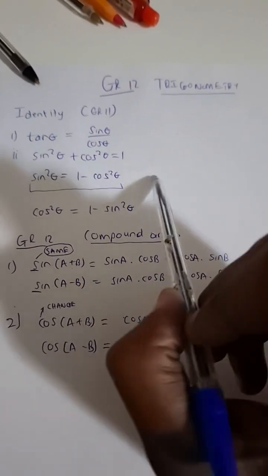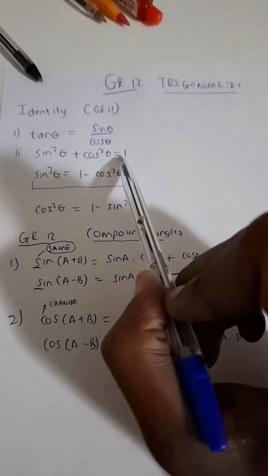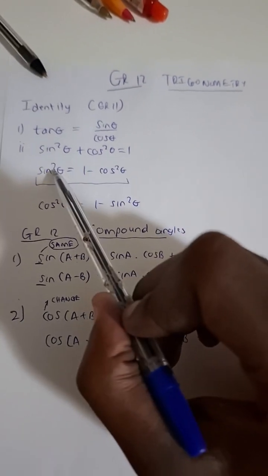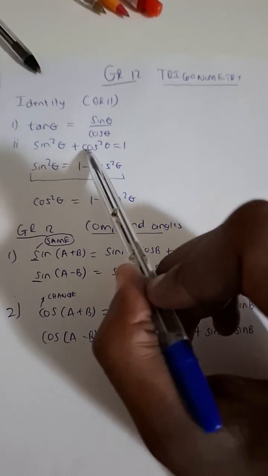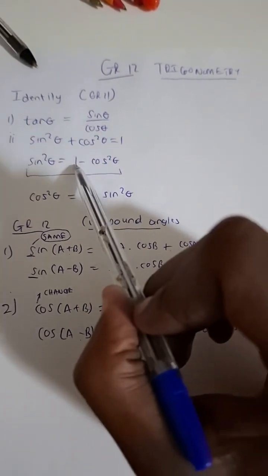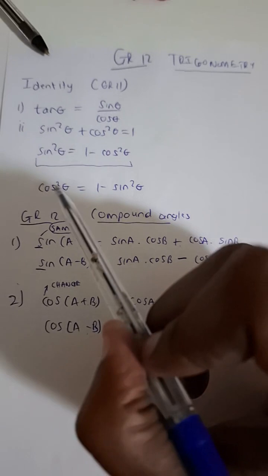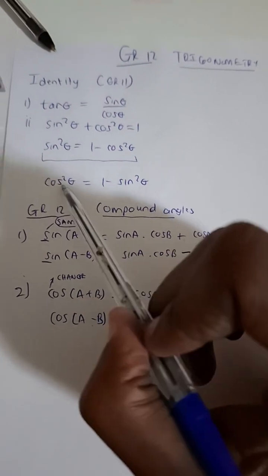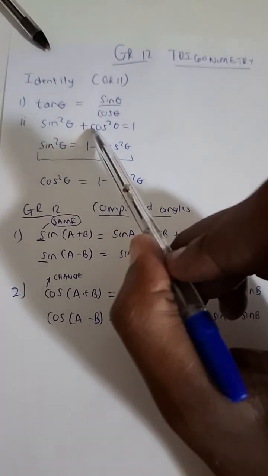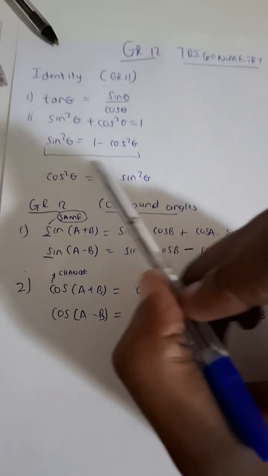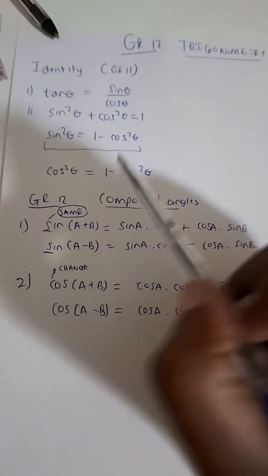Then you need to know how to express this same identity, making sine squared theta the subject. You basically transpose the cos squared theta, and it becomes 1 minus cos squared theta on the other side. Same thing with cos squared theta. If you make it the subject, you're just taking sine squared theta over to the other side, and you write it as 1 minus sine squared theta.